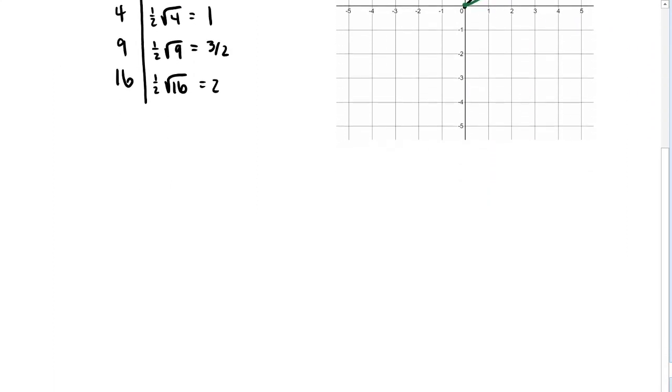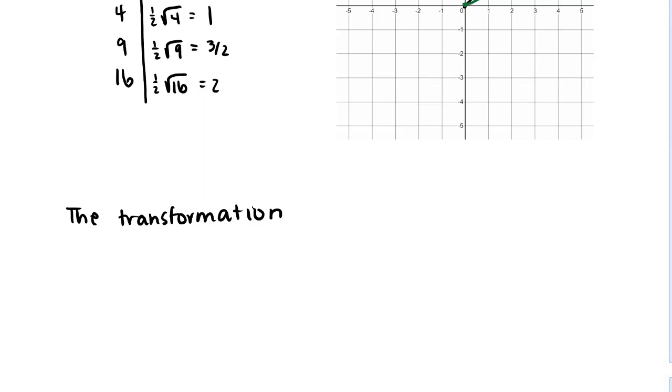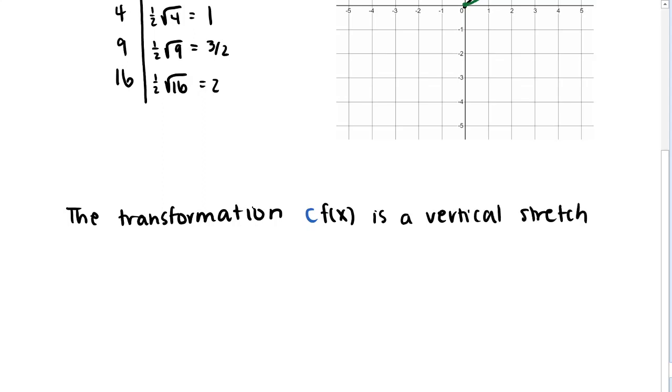And so in general, the transformation where we take some constant and we multiply it to the outputs of our function, well, this really corresponds to a vertical stretch or compression of our f of x function, of our original function.